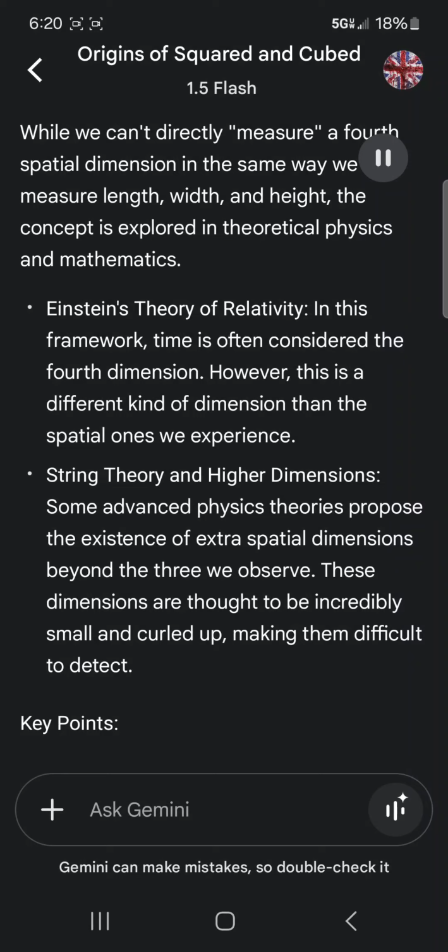String theory and higher dimensions. Some advanced physics theories propose the existence of extra spatial dimensions beyond the three we observe. These dimensions are thought to be incredibly small and curled up, making them difficult to detect.